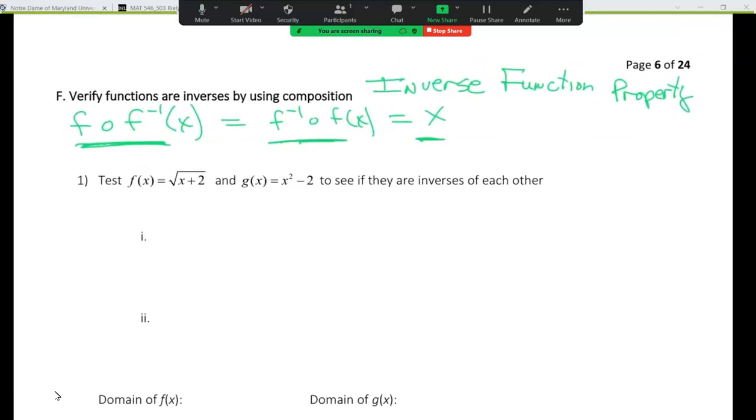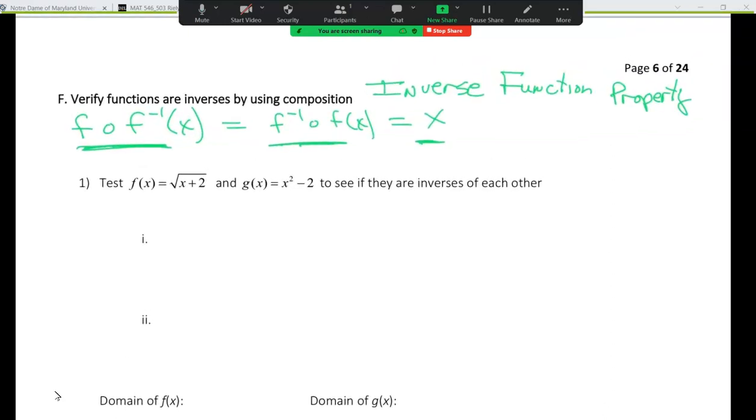Okay, so here's some examples. They've given me both functions, and they want to see if they're inverses of each other. So I'm not going to do it algebraically. I'm going to use this composition rule. Because I have f of x and g of x, I'm going to find f of g of x. What's that going to be? Well, remember how you do a composition. Since f came first, start with that f function. Wherever you have an x, you're going to put in the entire g of x function.